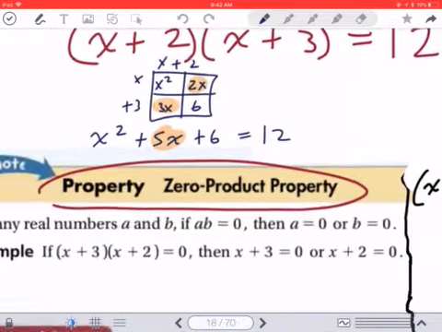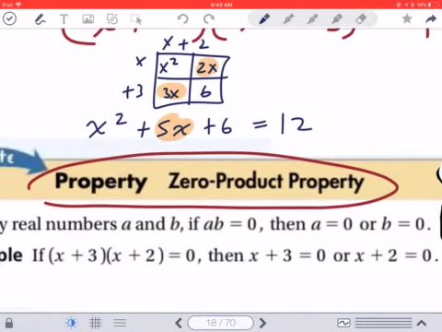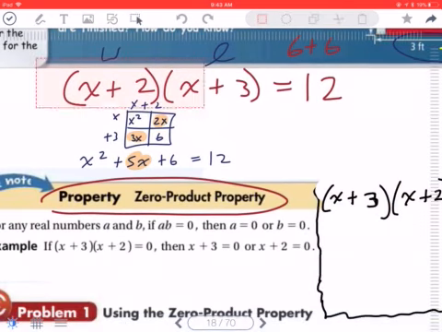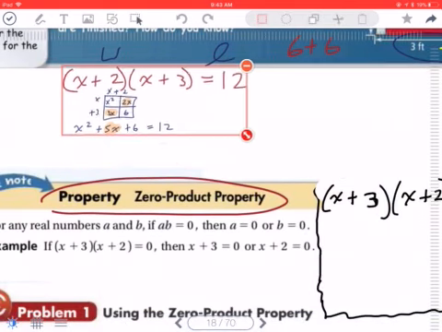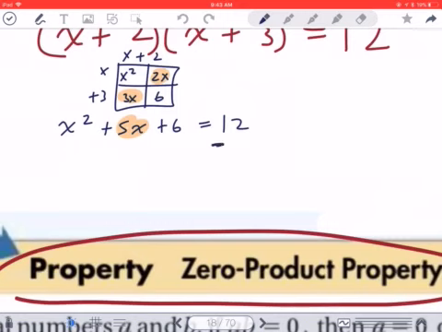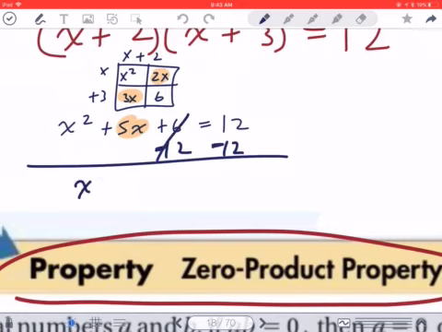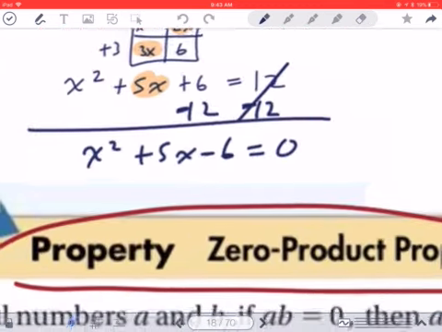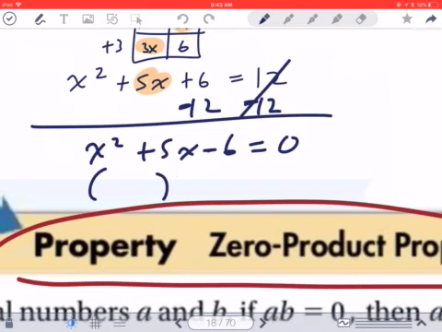Okay, and then what I might want to do there is to solve this, probably want to get all these things on the same side. So I'm going to shrink this up. So I'm going to subtract 12. And now I have x squared plus 5x minus 6. Minus 6 equals 0. And then I can try to refactor this side again.